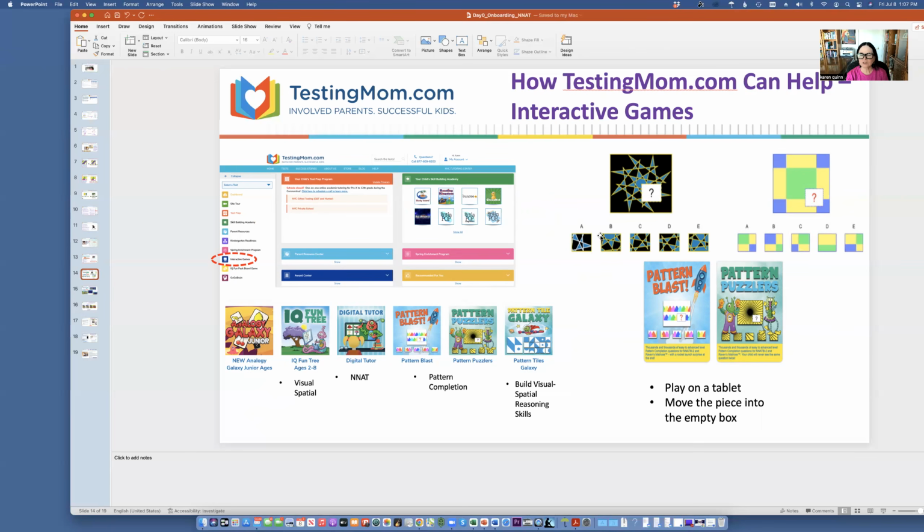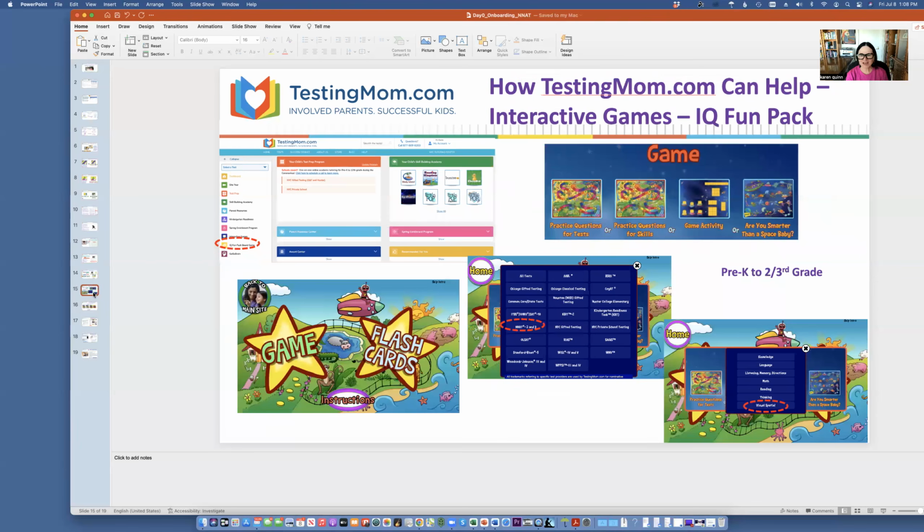These two games right here are games where, on a tablet, they can literally move the tiles up and see where it fits in a game format. It's actually fun for kids. And then we have this Pattern Tile Galaxy as well, that works on nonverbal reasoning skills. So all of these are games that are really helpful for the NNAT. Fun to play, keeps your child working and getting ready for the test, but in more fun ways.